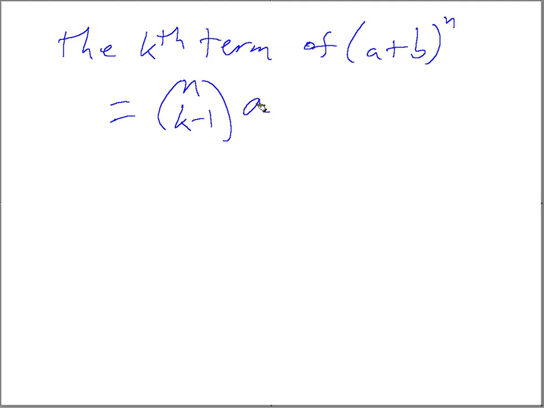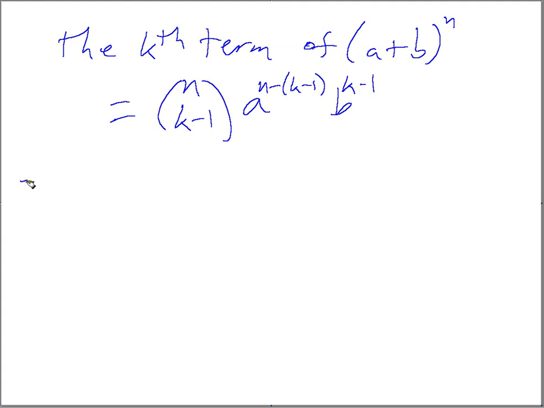And then the powers will be the same. Just the difference of these two, n minus (k minus 1), for a, and b to the what? Same as the lower number, k minus 1. But don't try to memorize these powers. Again, it's the same concept as before. The power of the first term is always the difference of these two numbers. The power of the second term is the same as the lower number.